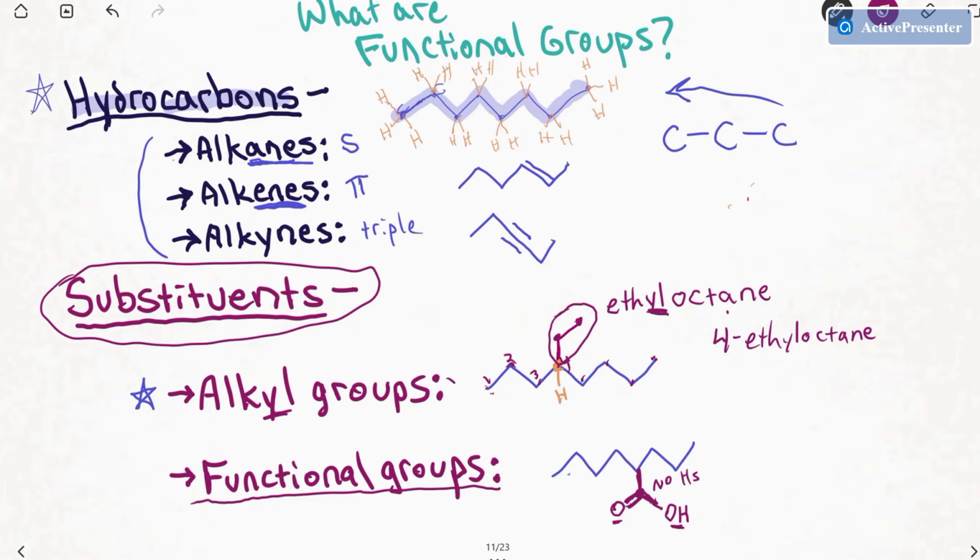So the only difference between the alkyl groups and the functional groups is that the functional groups have other stuff on them, not just carbons and hydrogens. It has carbons, and it could have oxygens and other, especially electronegative atoms. It could have bromine on it or whatever. So a functional group is just the same as an alkyl group, but it is not only limited to carbons and hydrogens.